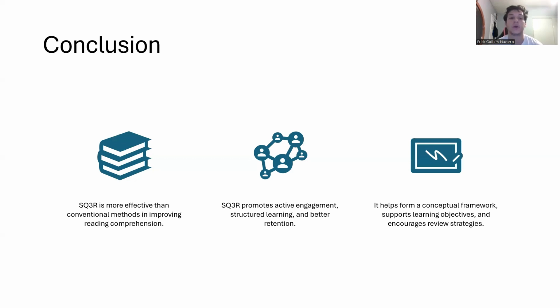And in conclusion, from the study, we know that the SQ3R method is more effective than conventional methods in improving reading comprehension. The SQ3R method promotes active engagement, structured learning, and better attention, and it helps form a conceptual framework. It also supports learning objectives and encourages review strategies.